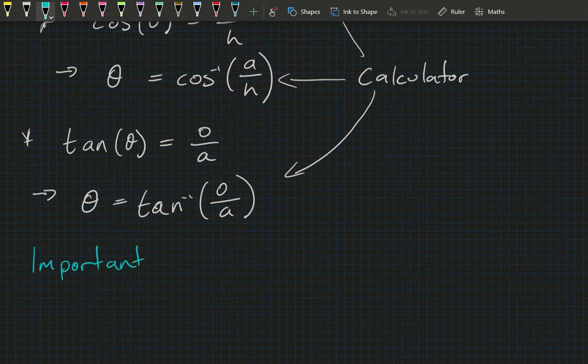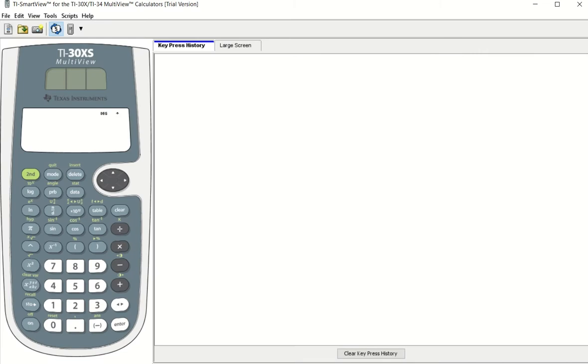Here are some important facts and a chance to try out the calculator. So let's try sine to the minus 1 of 1.1. So here we are with the calculator. As I said, it's a second function. Now pushing that second function and then sine.